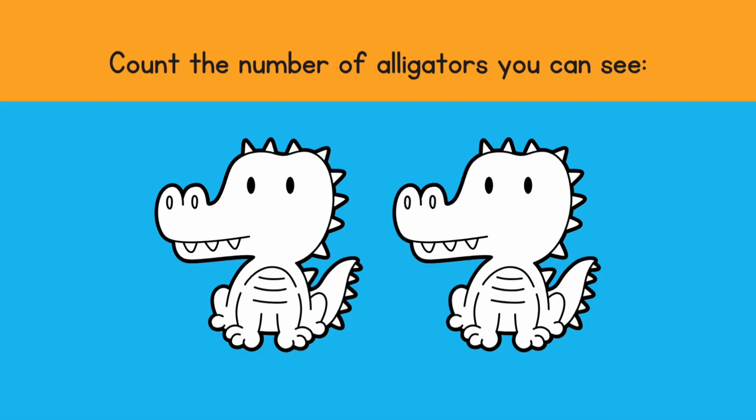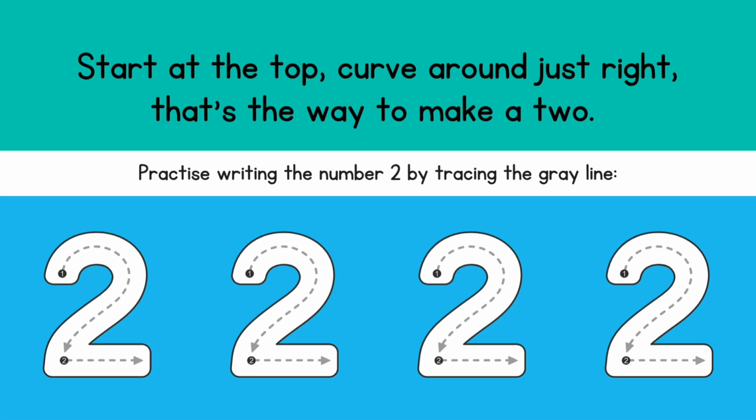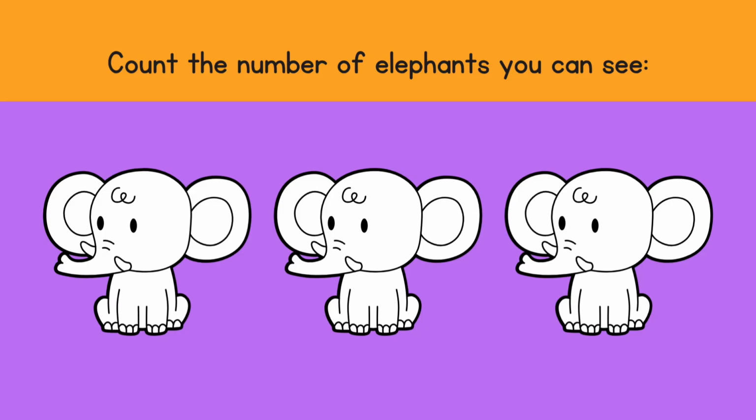Count the number of alligators you can see. 1, 2. How will you write 2? Starting at the top, curve around just right. That's the way to make 2. So practice writing the number 2 by tracing the grey line on your notebook.